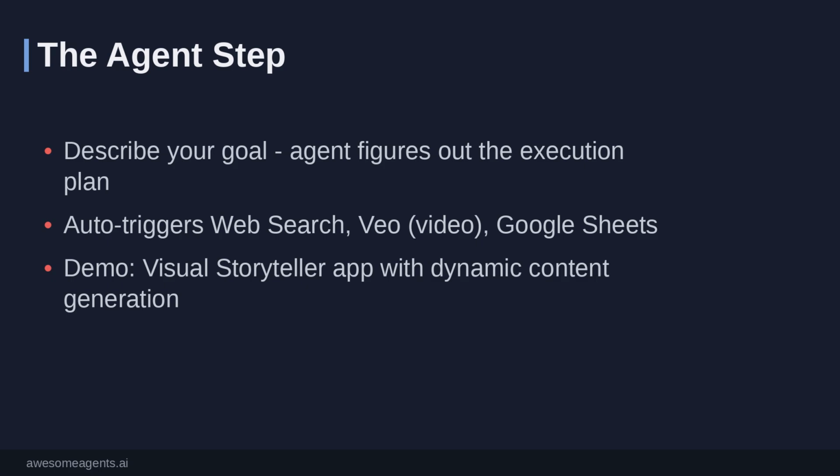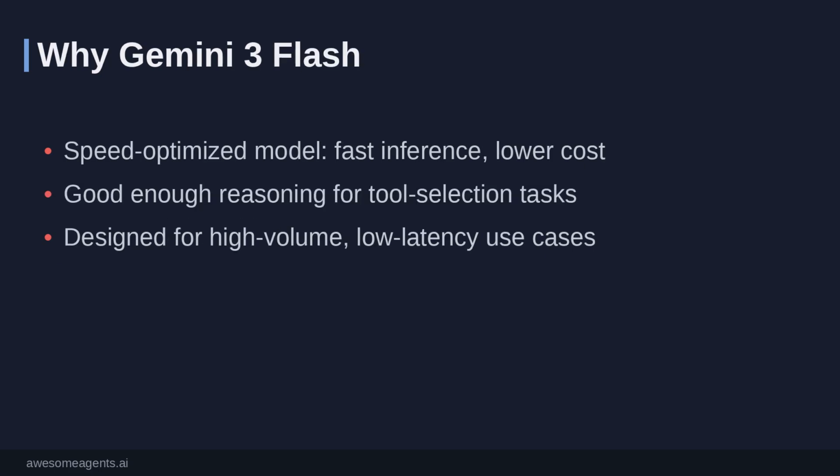Need web research? It triggers search. Need video? It calls VO. Need to store something? It writes to Google Sheets. That is a big jump from drag and drop. What is actually powering the decisions here?